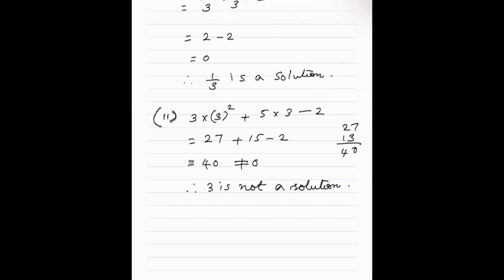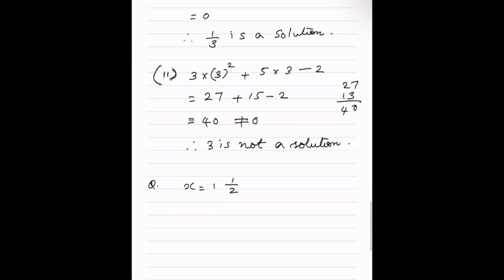Fourth example. If x is equal to 1 and 1 by 2 is a solution of the equation 2x square plus px minus 6 equal to 0, find the value of p. You know how to solve it, right? So what do you need to do here? x is equal to 1 and 1 by 2, which is nothing but 3 by 2.